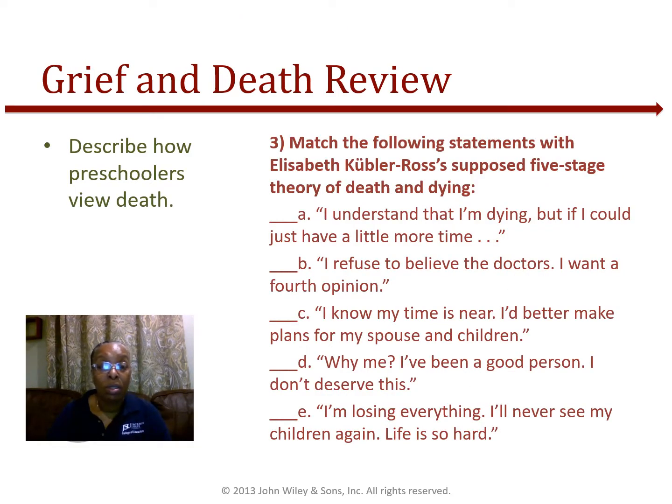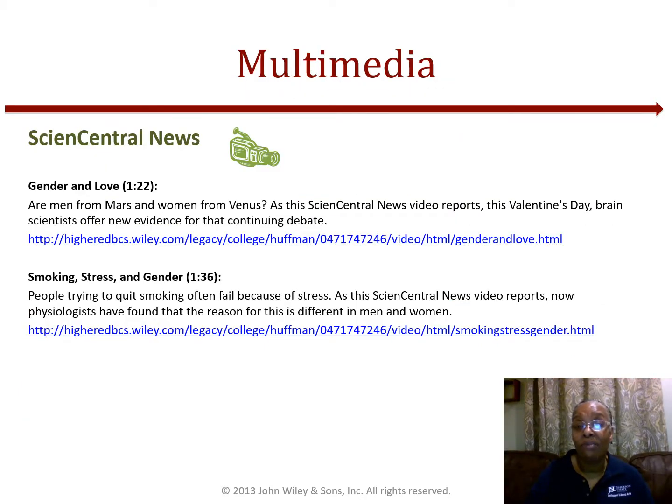All right, so we're about to wrap up in terms of talking about development. And this is a grief and death review. Describe how preschoolers would view death. I want you to think about how you might have thought about death when you were a child. But I actually want you to think about this now for yourself. Try to match the following statements with Kubler-Ross's stage theory on death and dying. And this is going to be wrapping up our chapter on lifespan development.